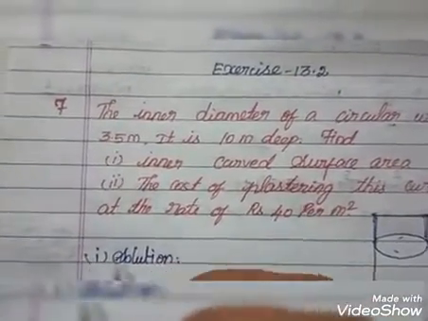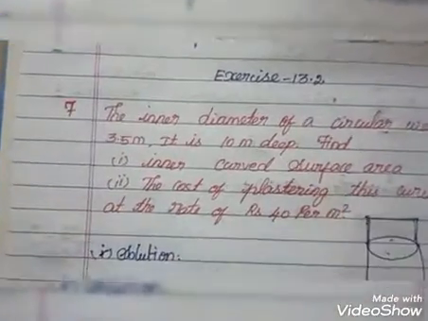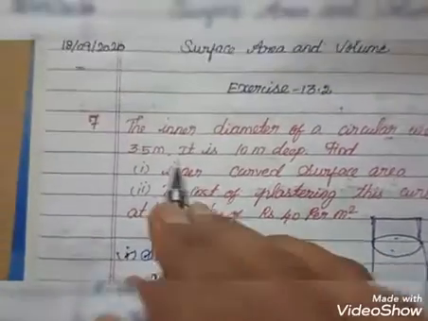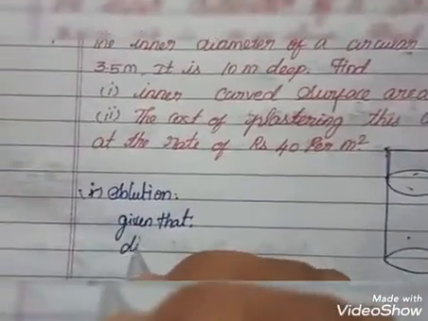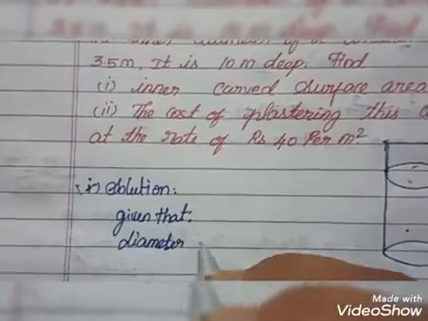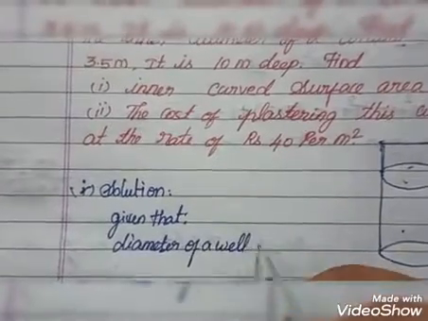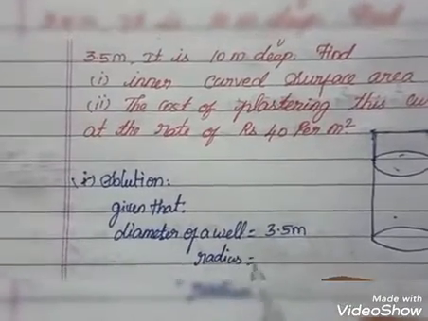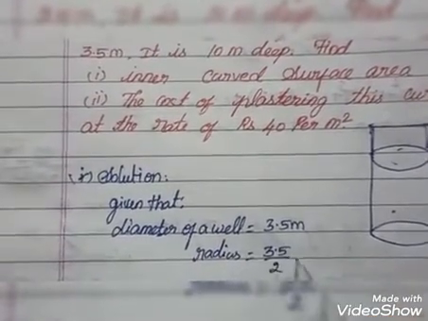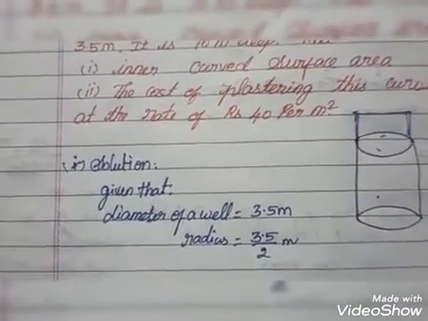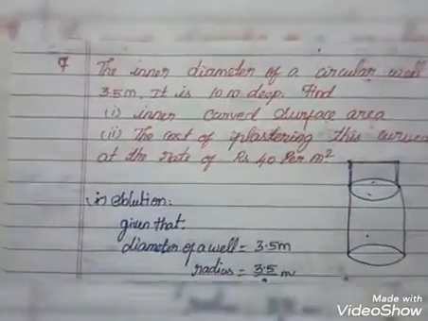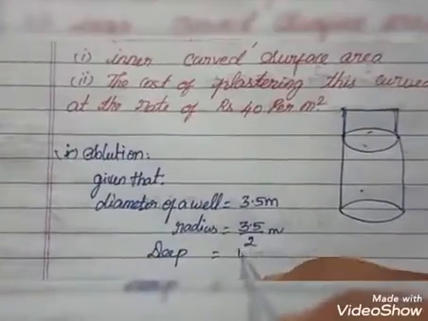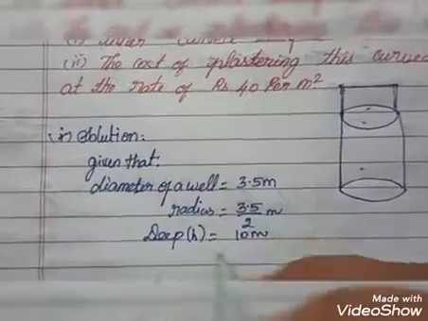Before that, you need to go with what are the given values. So given that, diameter of a well is equal to 3.5 meter. Radius you can take as 3.5 divided by 2 meter. It is very easy to solve. And next thing, deep is equal to 10 meter. Deep is nothing but height h.